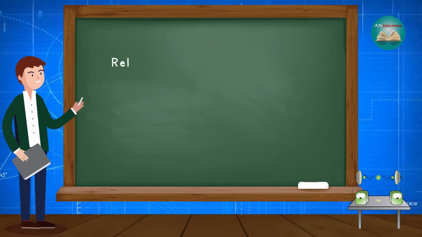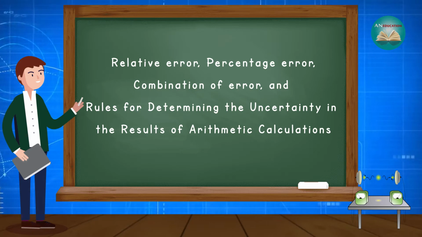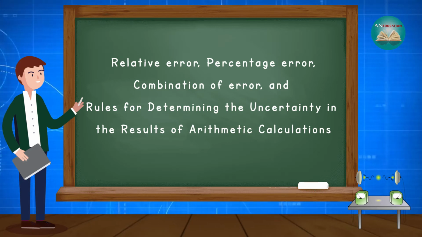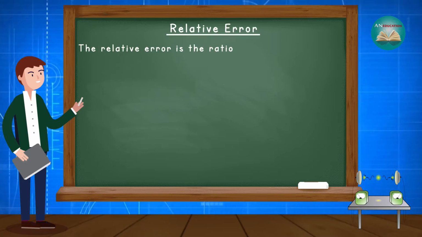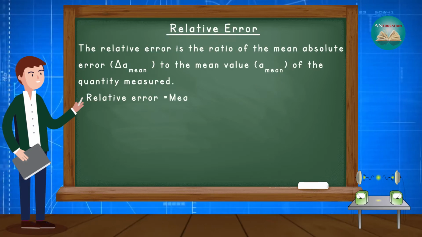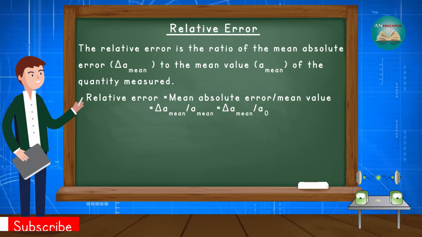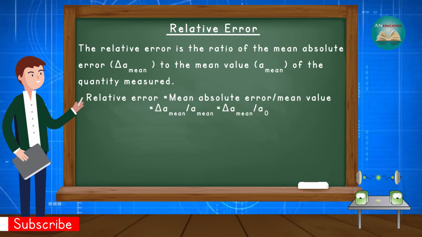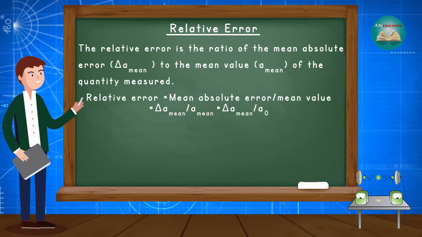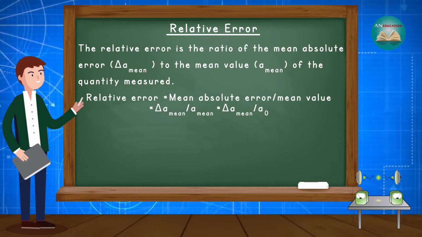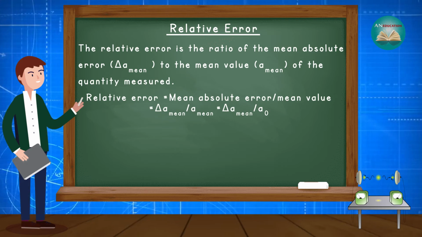Today we will learn about relative error, percentage error, combination of errors and rules for determining the uncertainty in the result of arithmetic calculations. So let's start with relative error. The relative error is the ratio of the mean absolute error, that is delta A mean, to the mean value A mean of the quantity measured. That is, relative error is equal to mean absolute error upon mean value, which is equal to delta A mean upon A mean, which is equal to delta A mean upon A naught.